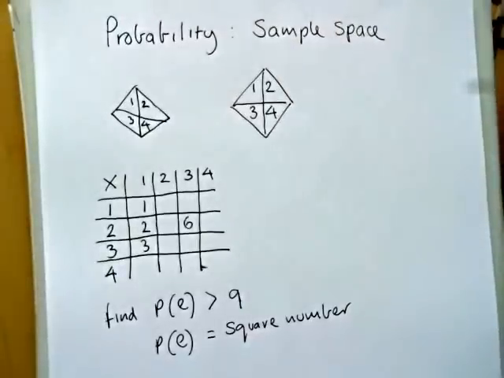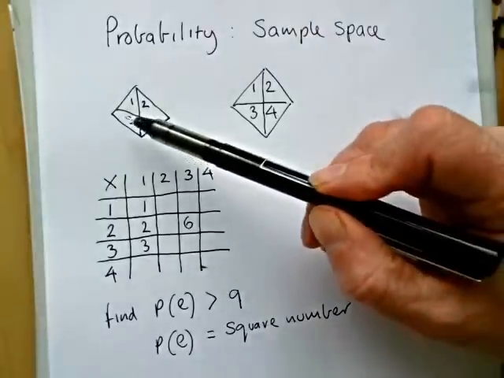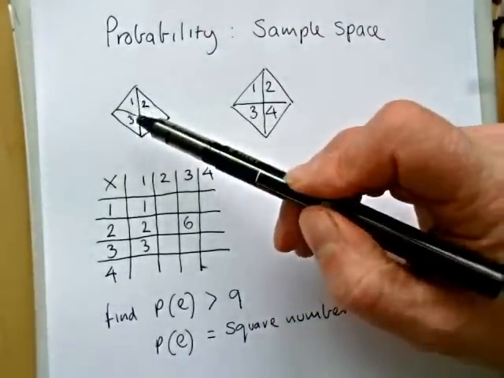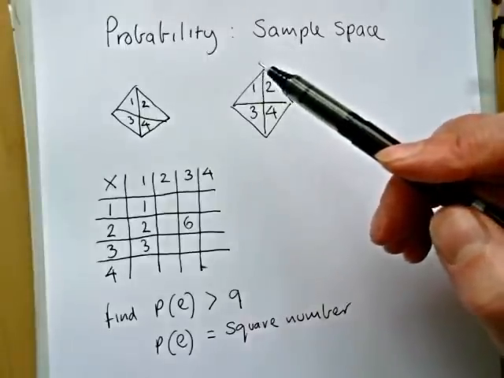Now some probability questions can be answered by writing out a sample space. So this example will show you what a sample space is in the context of a problem. Suppose we have two spinners and each spinner is numbered 1, 2, 3, 4, and the likelihood of getting each different number is the same.